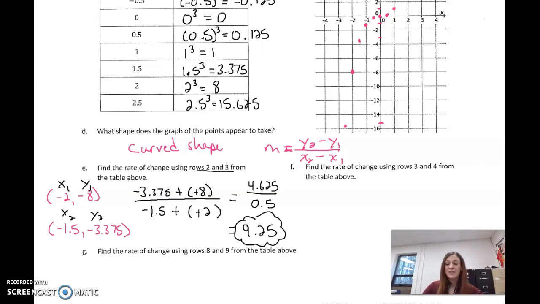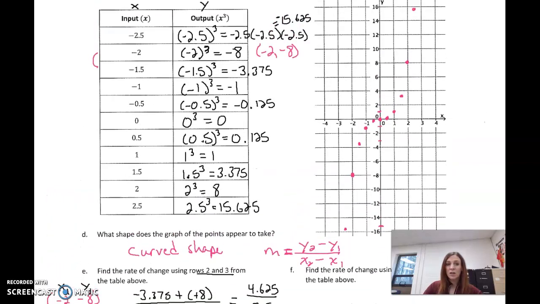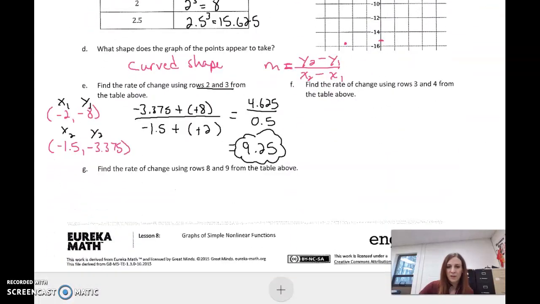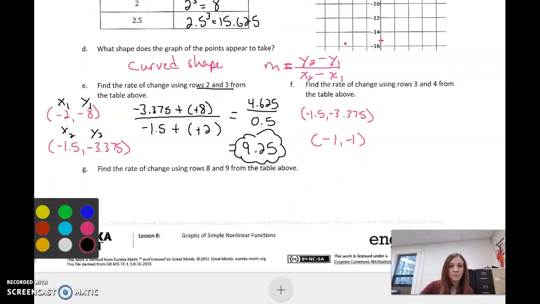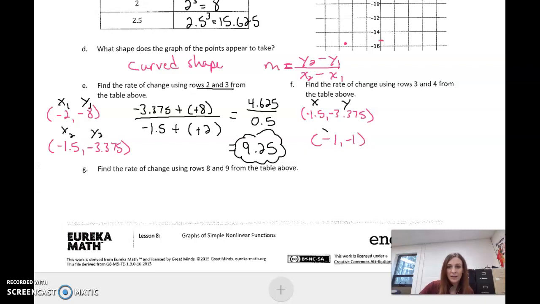Okay, now it wants us to do between 3 and 4. So this is still 3, and here's 4. -1, -1. Okay, so, whoops. Sorry, I'm squeezing it in here. I need to learn to write smaller now. -1.5, -3.375. And -1, -1. Those just come here off the table. Okay. X, Y, X, Y. Label 1 your first point, label 1 your second point. Plug it into our formula.